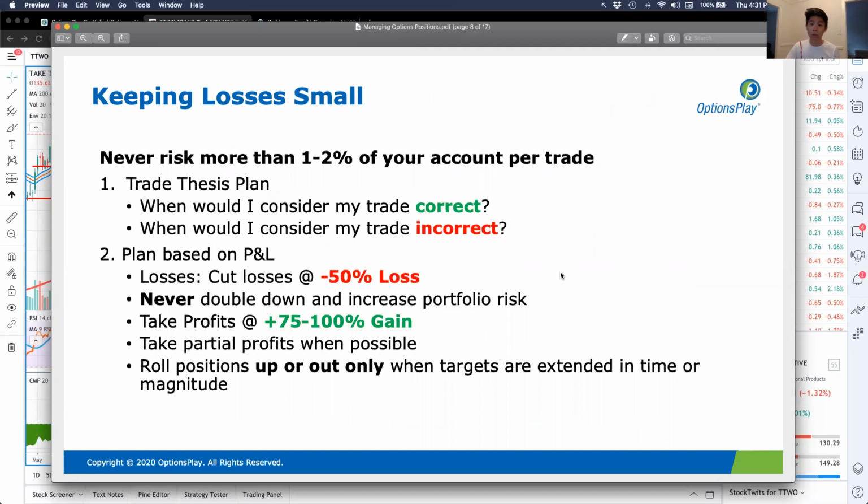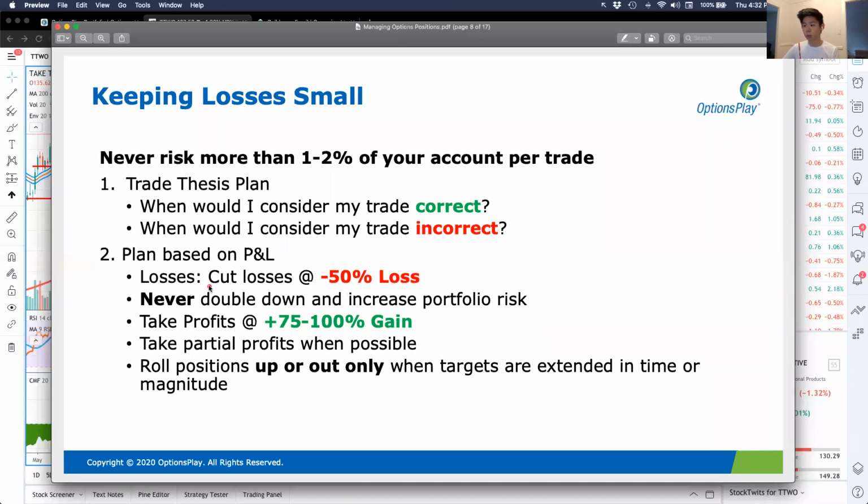The second thing that you can do, which is sometimes, in my opinion, actually a little easier from an emotional perspective, is to simply have a plan based on P&L. And I'll show you some examples as to why the trade thesis plan sometimes is difficult to stick to, especially when your thesis is more on the fundamental side. It's difficult to say, am I wrong or right based on fundamentals? So I'll give you an example of a mistake that I made recently and how I could have corrected it, okay? So the easier way, in my opinion, the more objective way, is to look at your P&L.